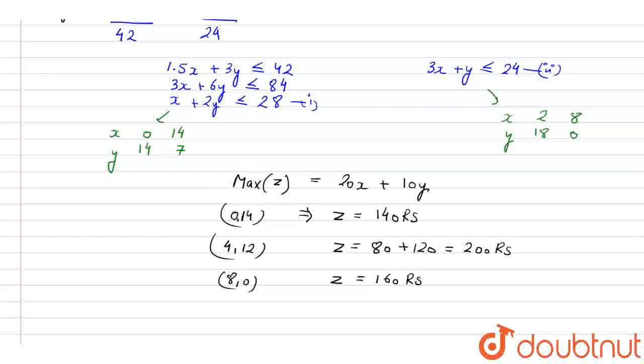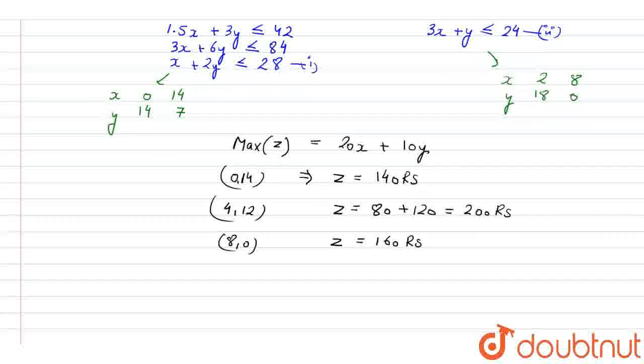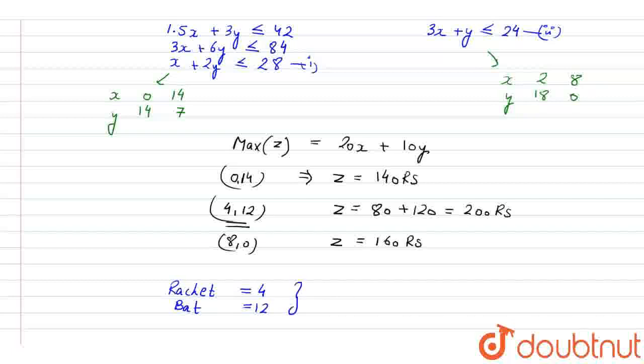So we see that the maximum profit is in the case of 4, 12. So we'll get from here that the rackets must be 4 in number and bat must be 12 in number to obtain the maximum profit of rupees 200.